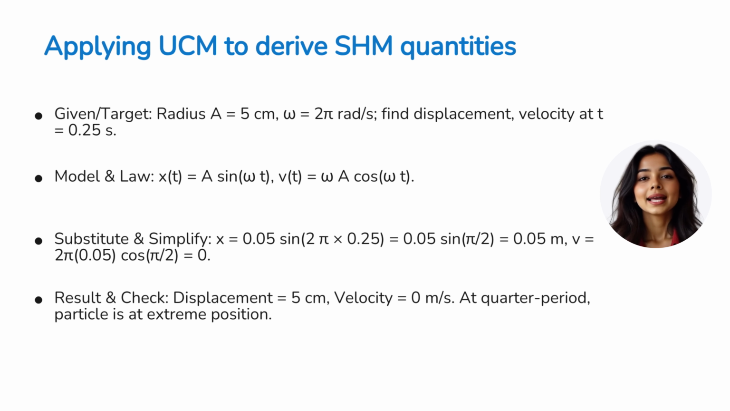For velocity v at time t, it equals omega times amplitude a times cosine of omega t. Substituting values, that's 2 pi times 0.05 meters times cosine of pi over 2, which is 0. So velocity at 0.25 seconds is 0 meters per second. This tells us at a quarter of the period, the particle is at its extreme position, fully stretched out away from the center and momentarily at rest before changing direction. This perfectly matches the theory that velocity is 0 at displacement extremes.